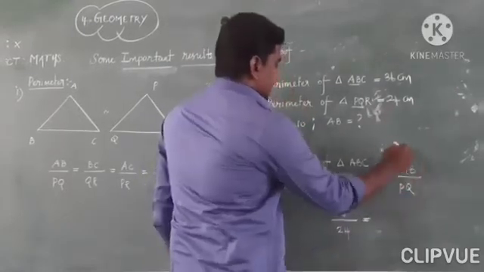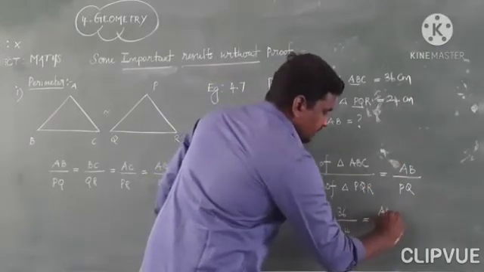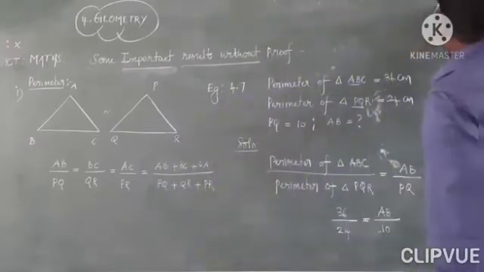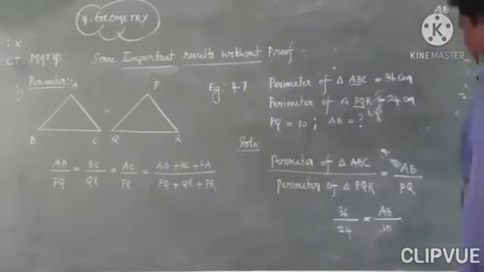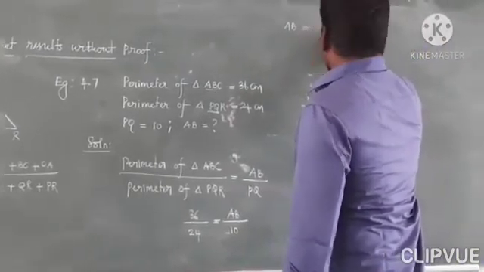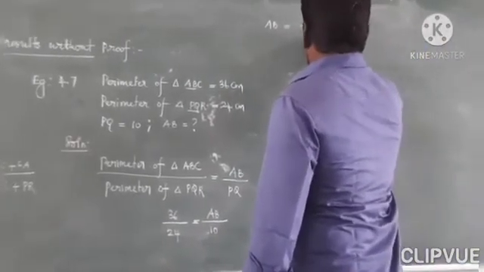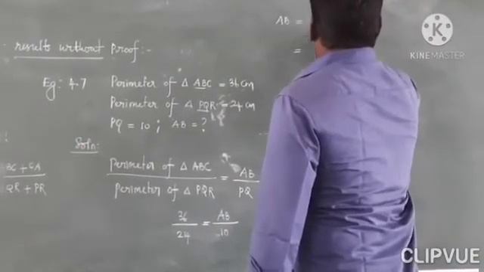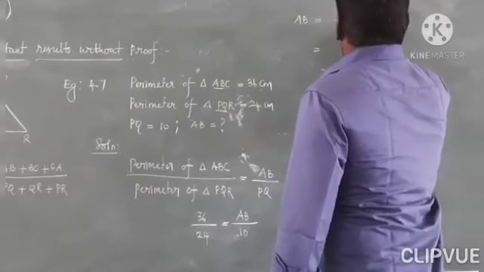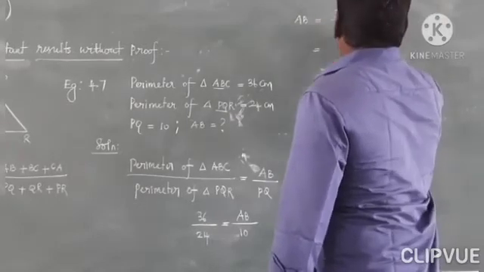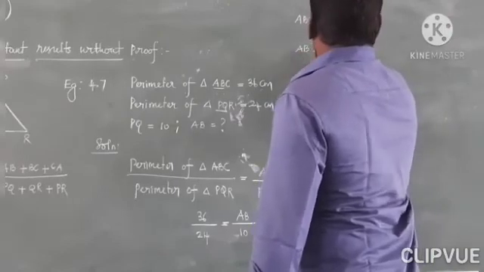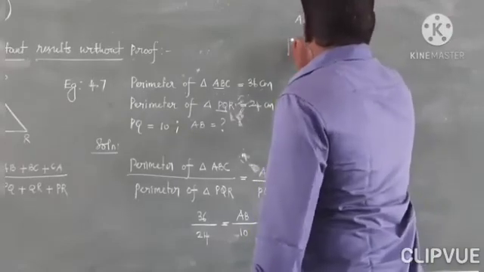24, is equal to AB, which is not given, but PQ value is 10. So what is AB? AB is equal to 360 divided by 24. If you cancel by 4, 6 times, here we can cancel by 6, 4 times, 60 times, again 15. So AB is equal to 15 centimeter.